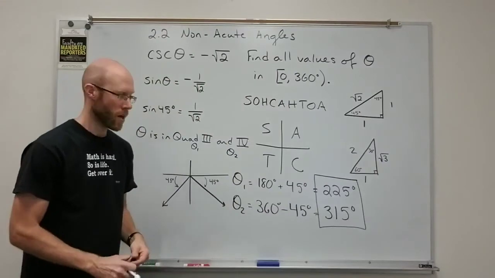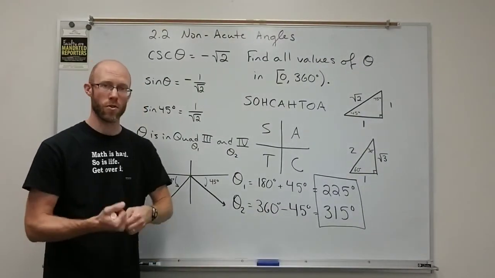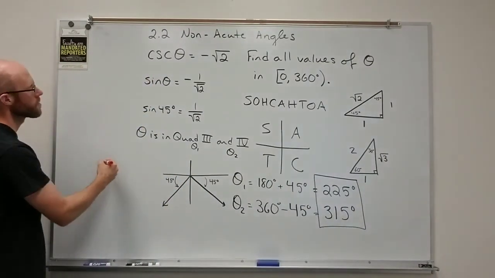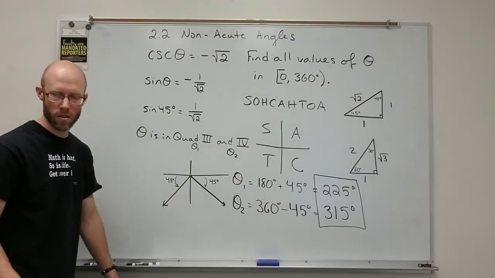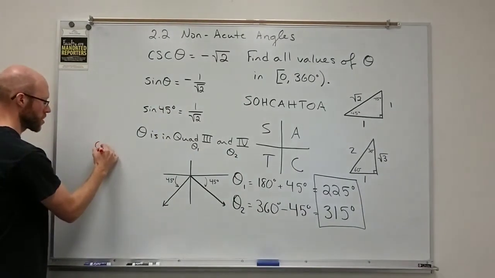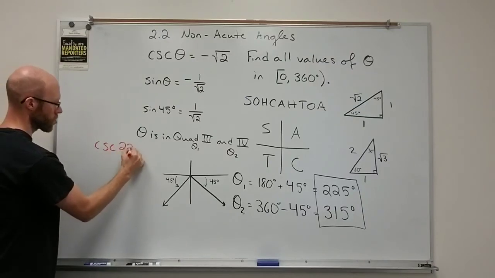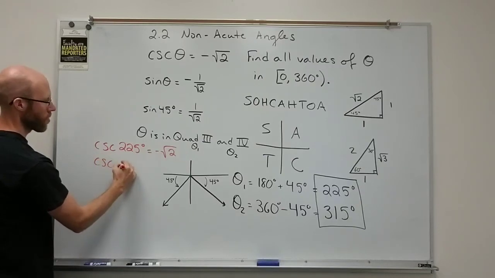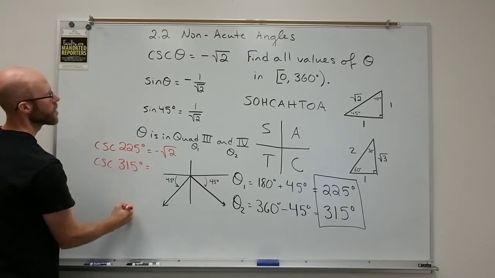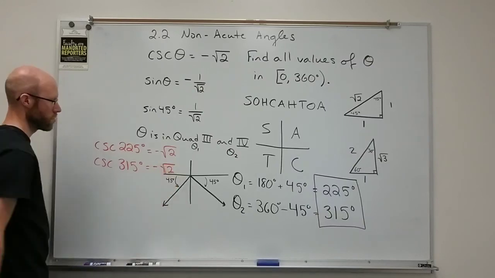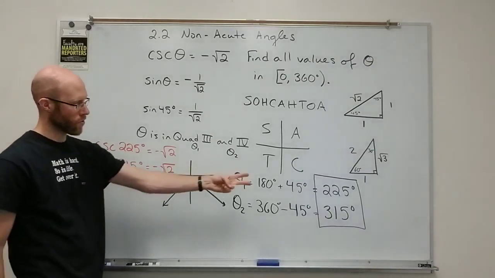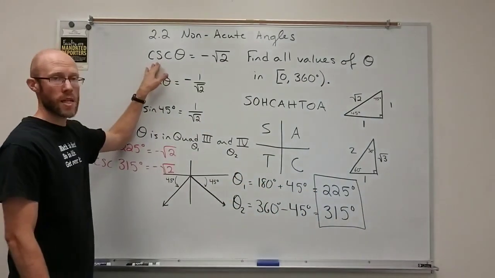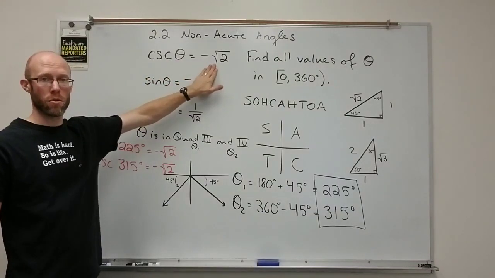And it's because if you were to punch into a calculator, for instance, it's hard to do a cosecant on the calculator, but essentially the cosecant of 225 degrees is negative root 2, and the cosecant for 315 degrees is also negative root 2, okay? So this is why these two answers are correct. So we're looking for the two angles whose cosecant value is negative root 2, okay?